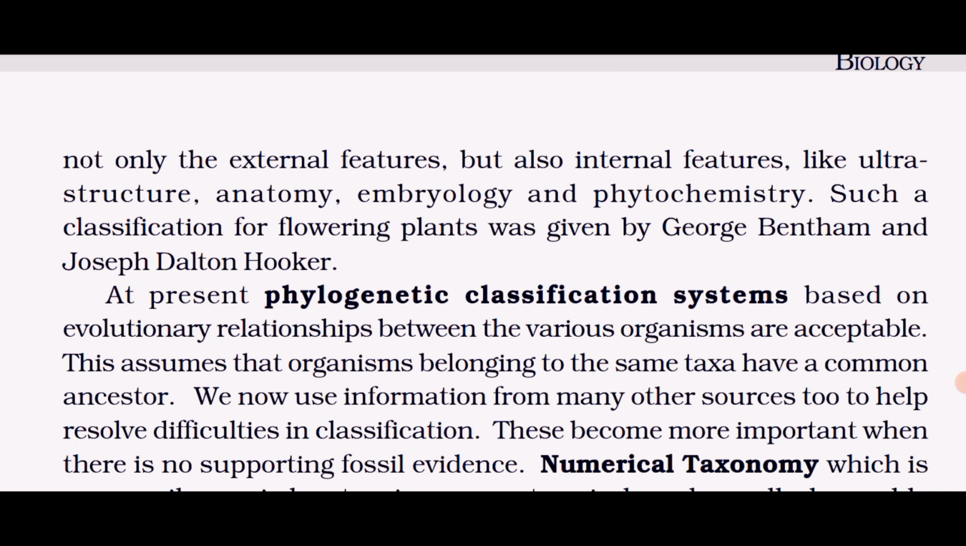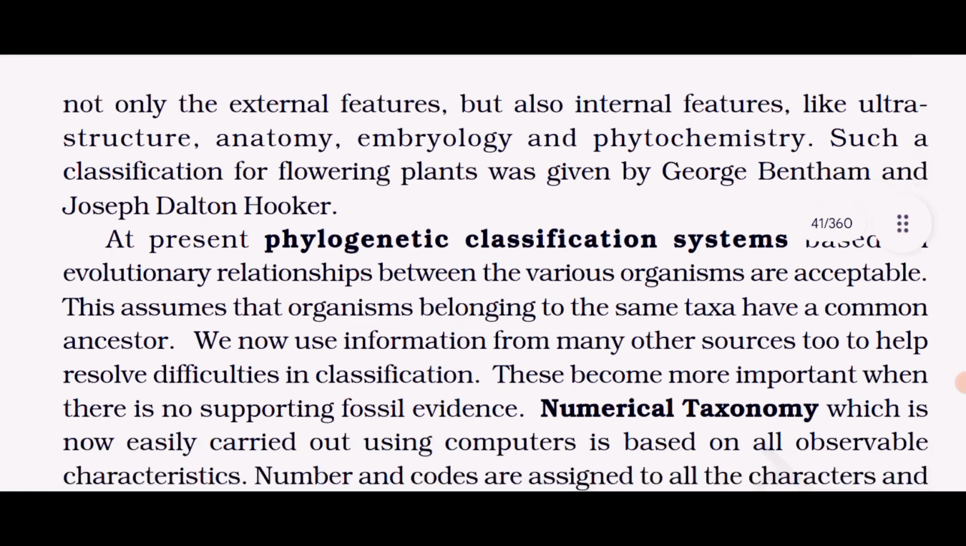At present, phylogenetic classification systems based on evolutionary relationships between the various organisms are acceptable. This assumes that organisms belonging to the same taxa have a common ancestor. We now use information from many other sources too to help resolve difficulties in classification. This becomes more important when there is no supporting fossil evidence.